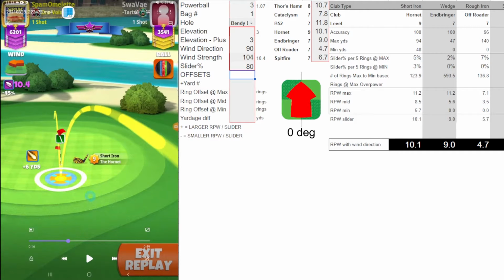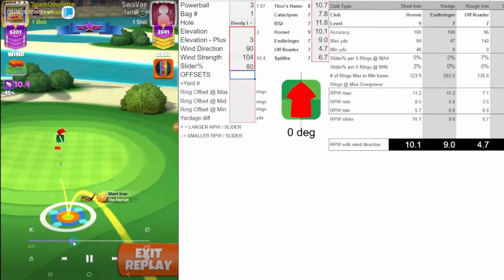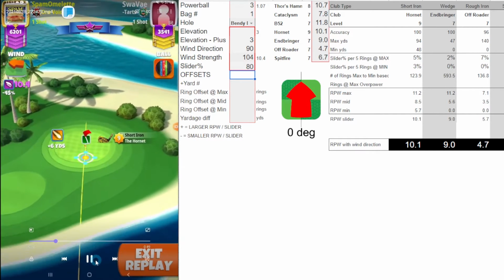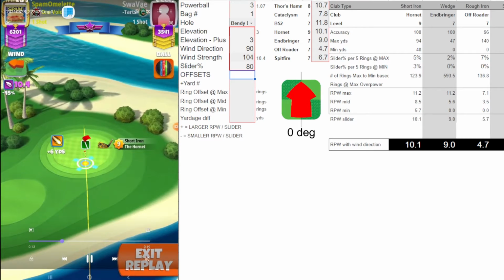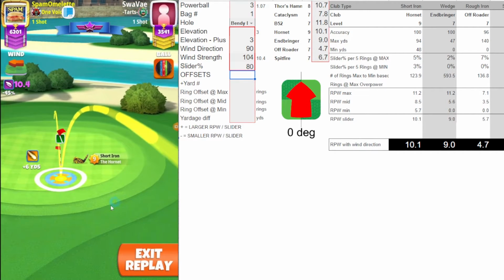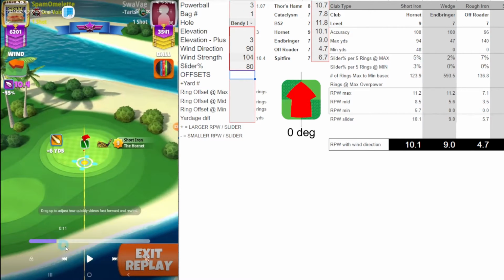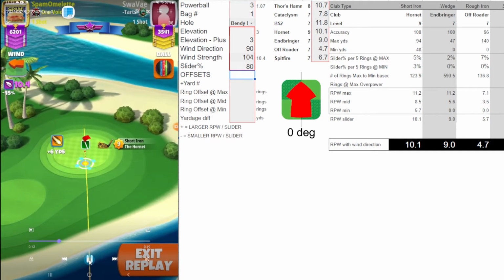Now when your actual shot comes up, you can see here that my shot is actually short of what I input into my calculator. At this point, you can see that I'm about 6 rings short of the pin. So I would just put that into the offset. I would just say 6 rings, I'm short.